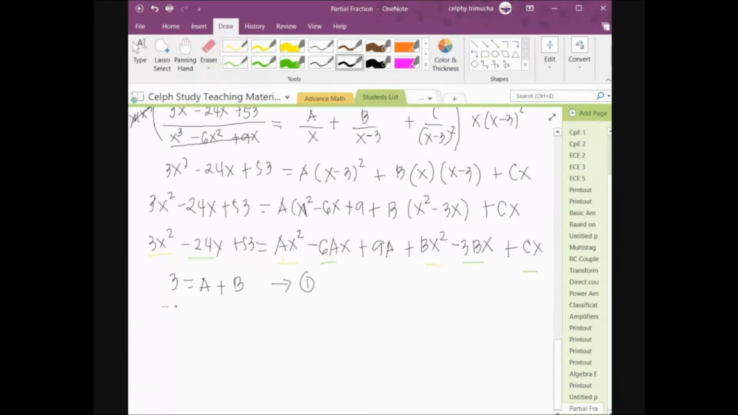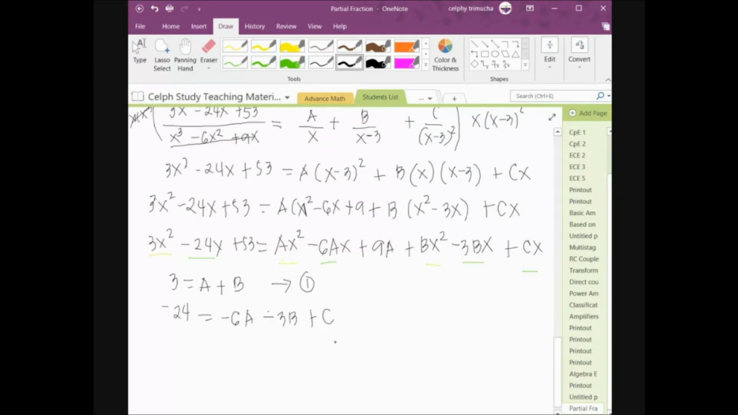So negative 24 is equal to negative 6a minus 3b plus c. Tanan nga may x, i-remove mo lang ang x. So we have negative 24 is equal to negative 6a minus 3b plus c.